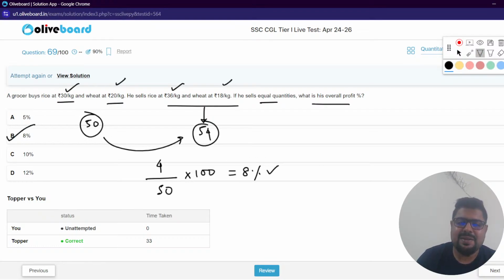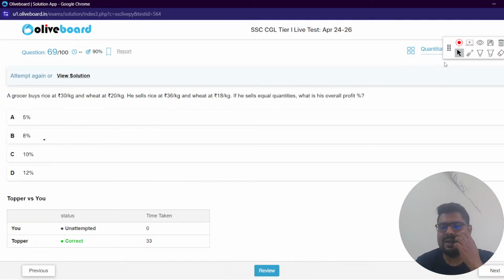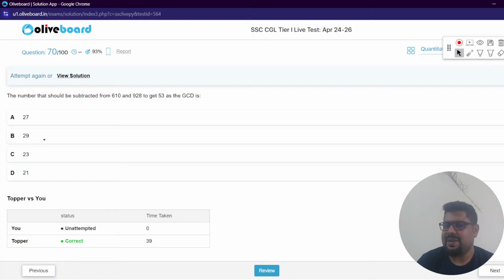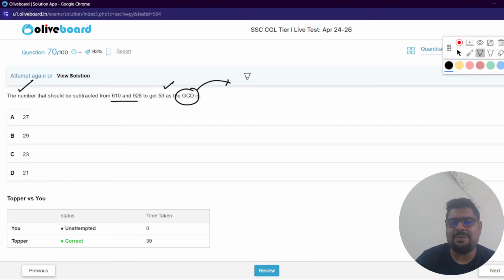Again, 10 seconder. Again, I'm quite confident like today the question is very simple. All of you should have gotten full marks. Honestly. The number should be subtracted from this to get 53 as GCD. So GCD meaning, sir, HCF. Okay. Old name of HCF, older was GCD. Do one thing, the best option. You can check with the options, but I would say take the smaller number and divide by 53.